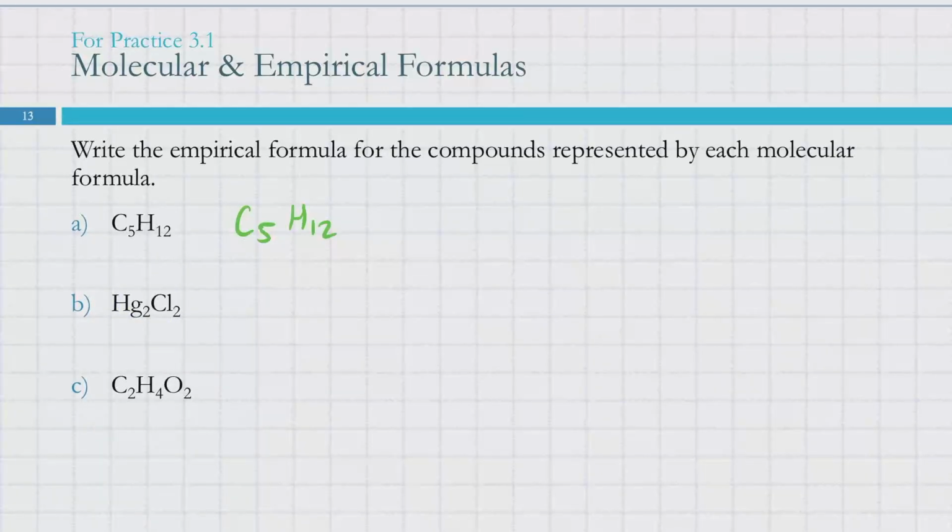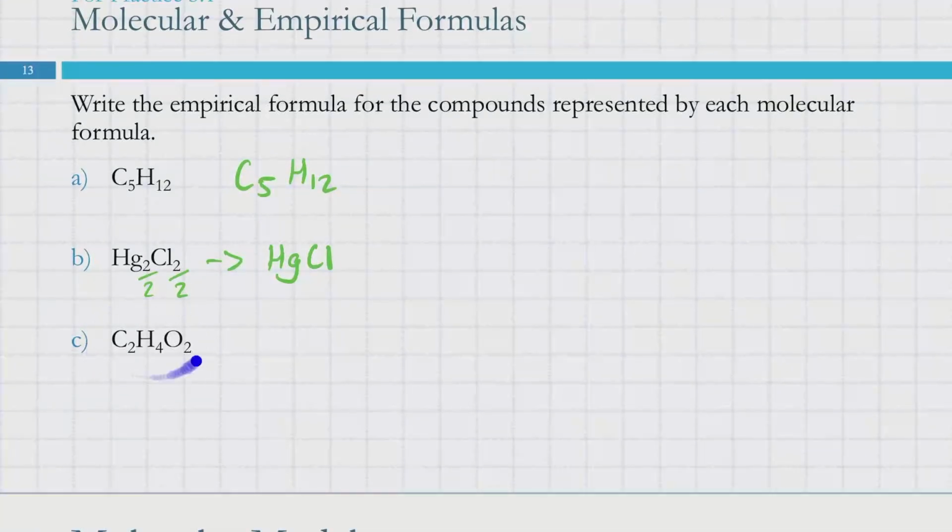What about Hg2Cl2? Both of them have a subscript of 2. We have to divide both of them by 2. So we get HgCl. The ratio for them is 1 to 1. We can also do it for things that have more than one element. So C2H4O2: 2 goes into all of these. So we're going to divide each of the subscripts by 2. And this will be CH2O.